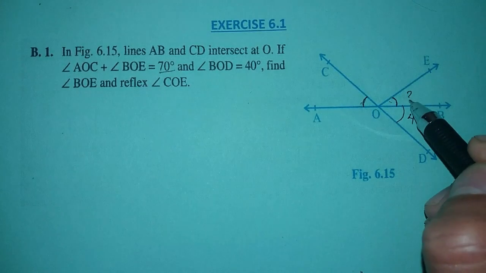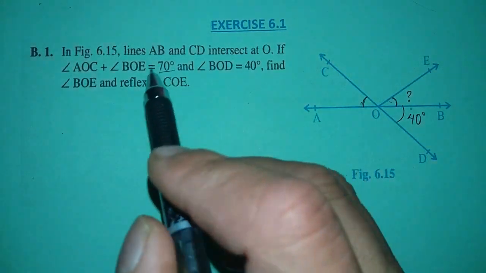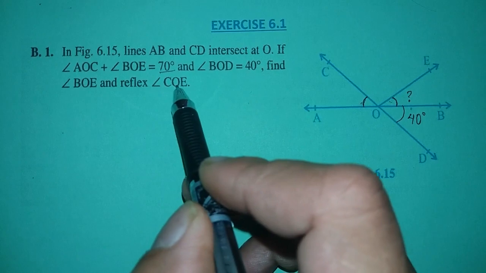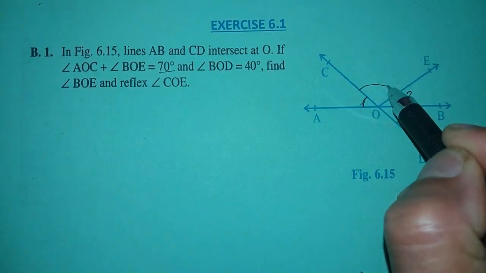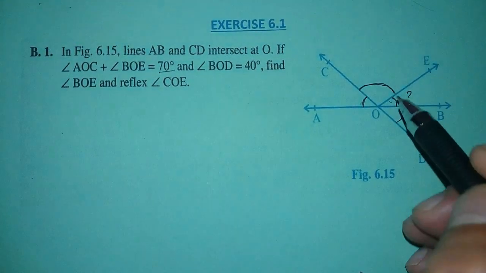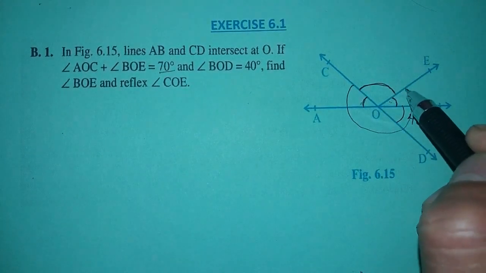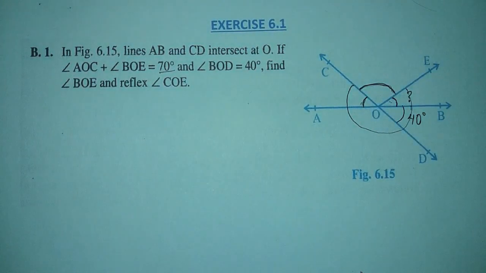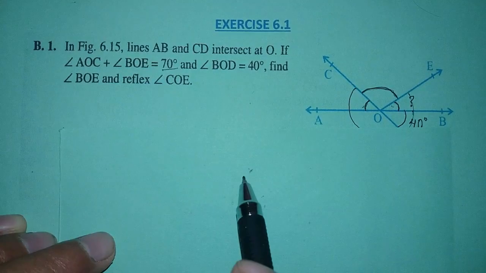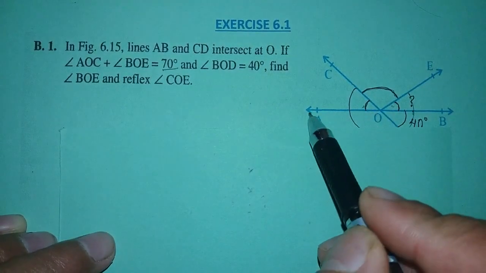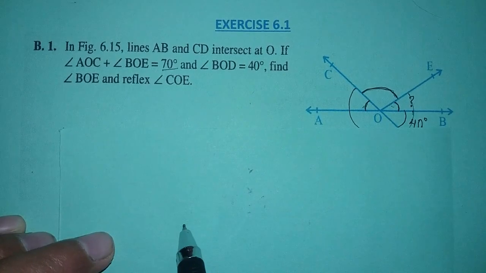We're going to find out this angle, and reflex angle COE. This is angle COE, and when we say reflex, then the back side of this angle COE, that is the reflex angle. Now let's draw this portion here.